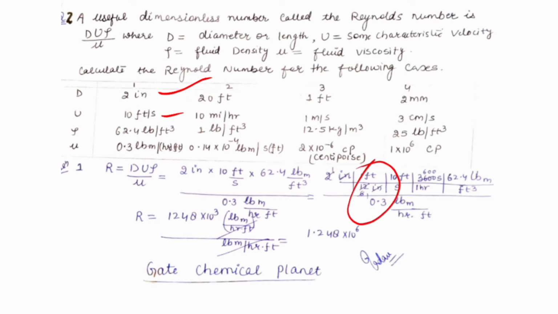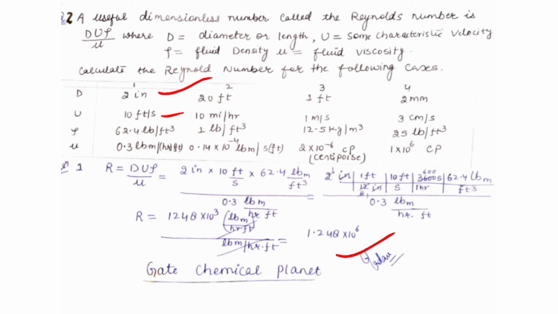Here I am applying the conversion 1 feet equals 12 inches, so inch will cancel out. And for seconds, 1 hour equals 3600 seconds. Put this conversion here. So definitely feet will cancel out, and we will have lbm per hour feet in the numerator also. So now the final answer will be 1.248 times 10 to the power 6.